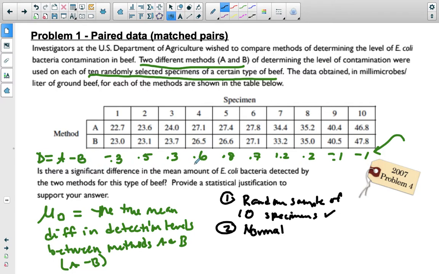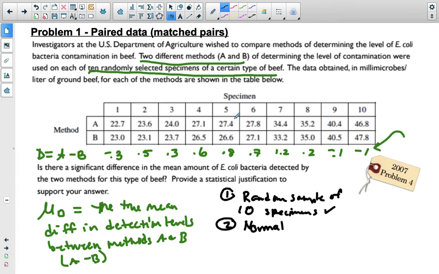There's nothing in there. So we don't know if there's a normal population. The next thing we look at, if that doesn't work, is do we have a sample of at least 30? So according to this, we clearly don't. We only have a sample of 10 specimens, so that's not enough.